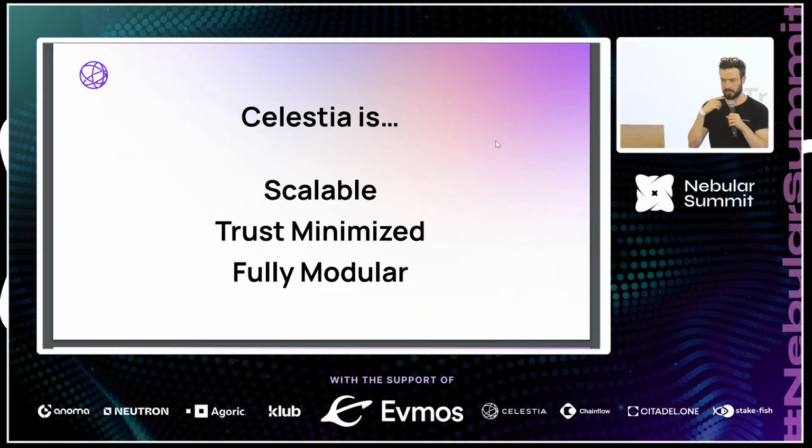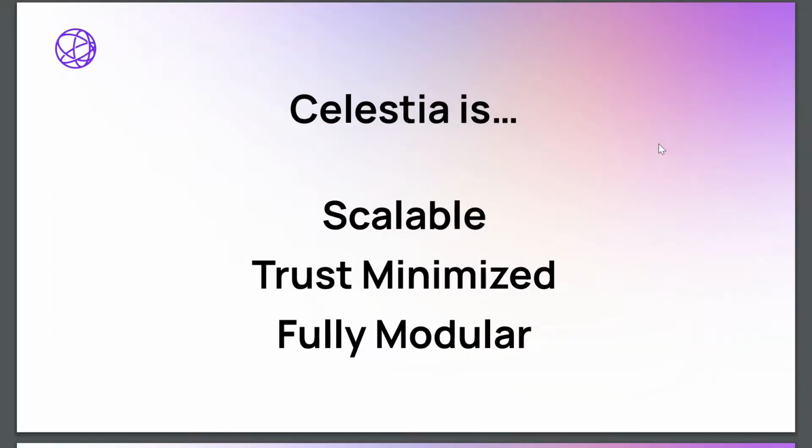So Celestia is scalable, trust minimized, and modular. It's scalable in that it doesn't have a state machine, so no execution layer. What's the most expensive part of running a blockchain? It's running the state database. Well, we have a very, very tiny one. Essentially all the money that we would normally spend on running the state machine, we don't. We instead spend that money on bandwidth.